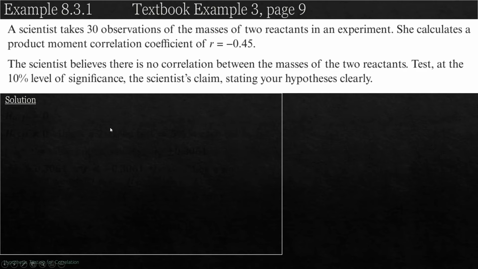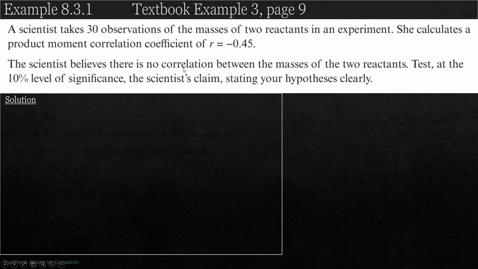This is an example of hypothesis testing with a correlation coefficient. So we have 30 observations of the masses of two reactants in an experiment. The scientist calculates a product moment correlation coefficient and gets minus 0.45. Now, of course, that is negative correlation, and we'd maybe describe it as being moderately strong.